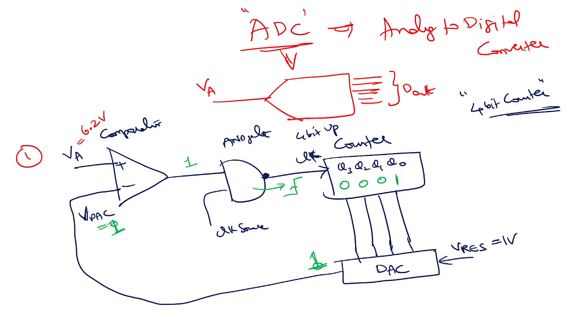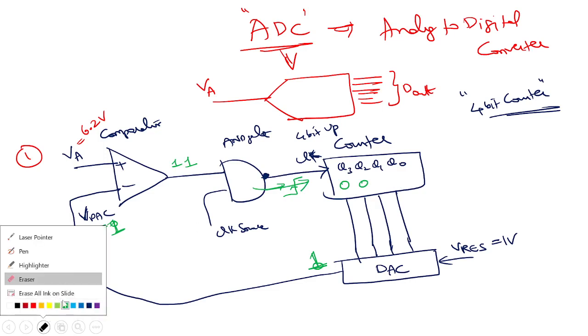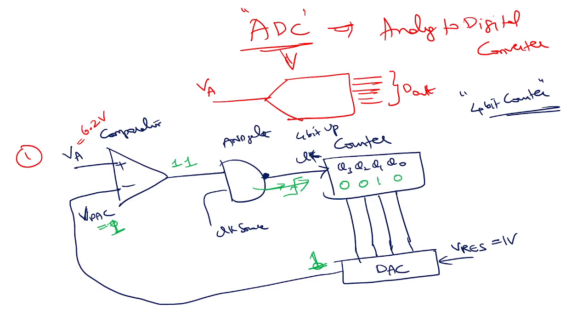So 6.2 greater than 1? Yes. Again you get 1. Again this is supplied. So the counter increments by 1. First 0, then 1. Now it becomes 2. Then 2 will be supplied. 6.2 greater than 2? Yes. So output is 1. Clock will be supplied. Then output will become 3. 3 will be here. 6.2 greater than 3? Yes. Then clock will be supplied.